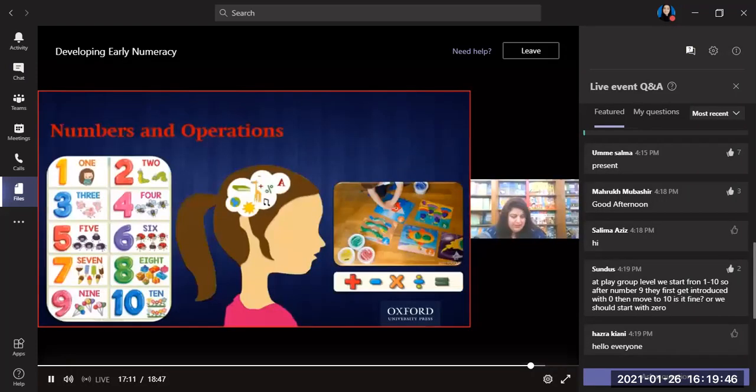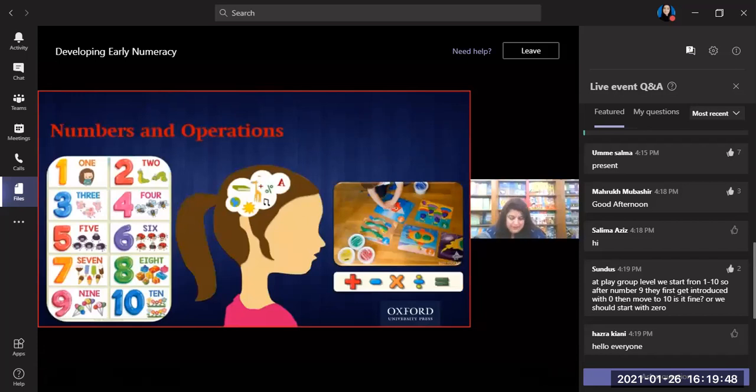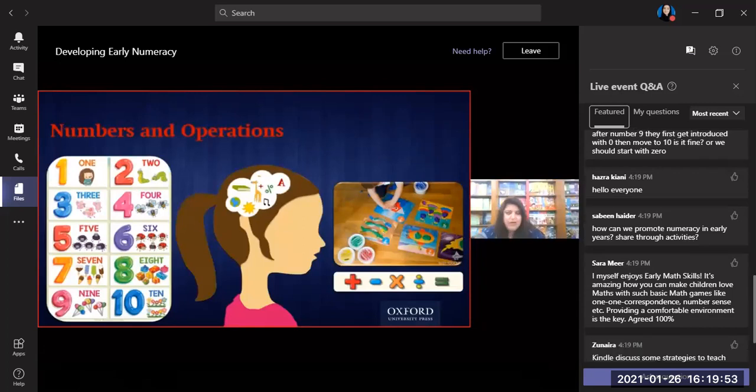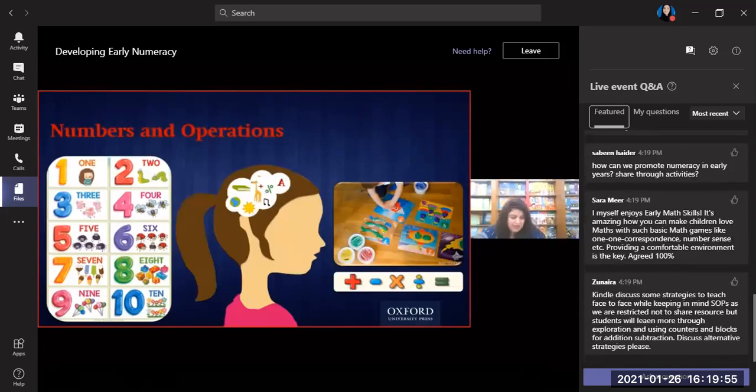So number sense involves the ability to think and work with numbers and to understand their use and relationship. While operations is the formal mathematical term referring to add, subtract, multiply, divide, and using these numbers, how we can actually add to these numbers and get something as a result, or we can subtract, or we can multiply. So that part is called the operations.